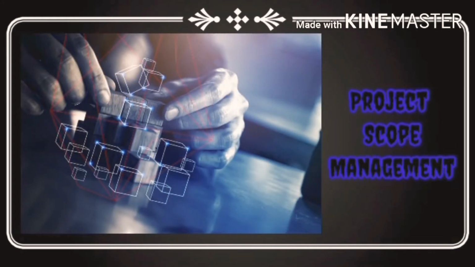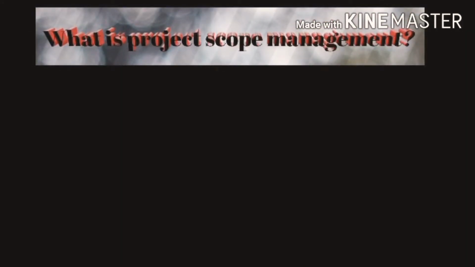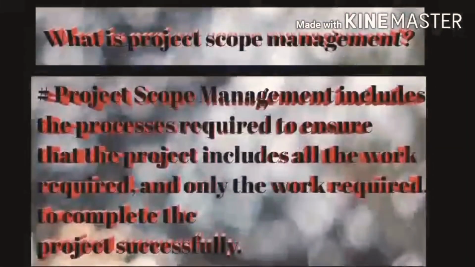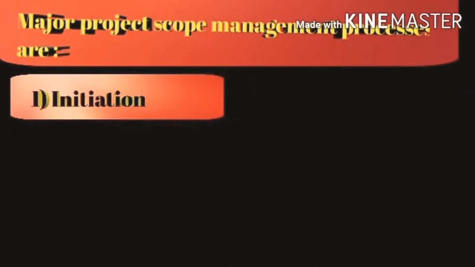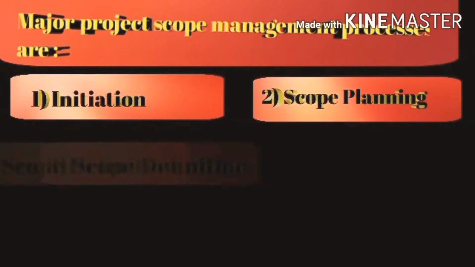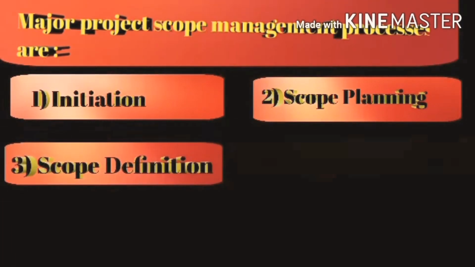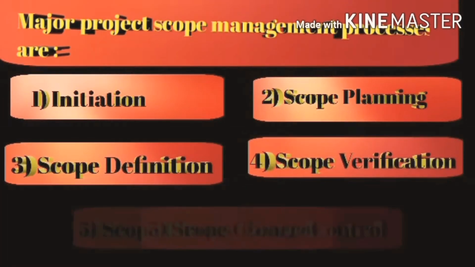Project scope management. What is project scope management? Project scope management includes the processes required to ensure that the project includes all the work required and only the work required to complete the project successfully. Major project scope management processes are initiation, scope planning, scope definition, scope verification, and scope change control.